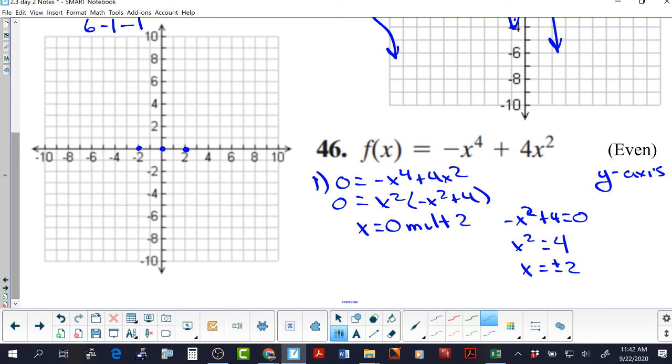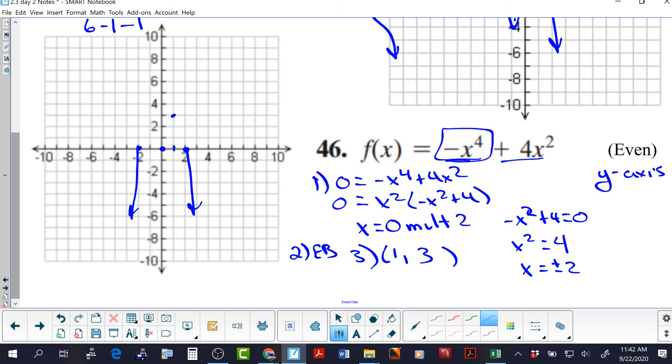So 2 and negative 2 and 0. And 0 is going to be a bounce. Now this is a negative x to the 4th, so it'll act like a negative x squared on the ends. So that's part 2, ending behavior. Part 3, fill in any integer values, or at least one value in between the zeros. Again, I can plug in 1, and we get negative 1 plus 4 is 3. Now this has symmetry over the y-axis, so there's the point that would be symmetrical. And 0, remember, is a bounce, and the other 2 only counted once, so they're cut throughs. So there's the graph of that one.